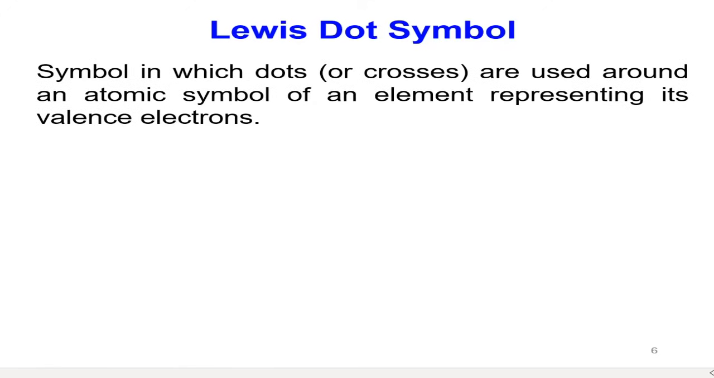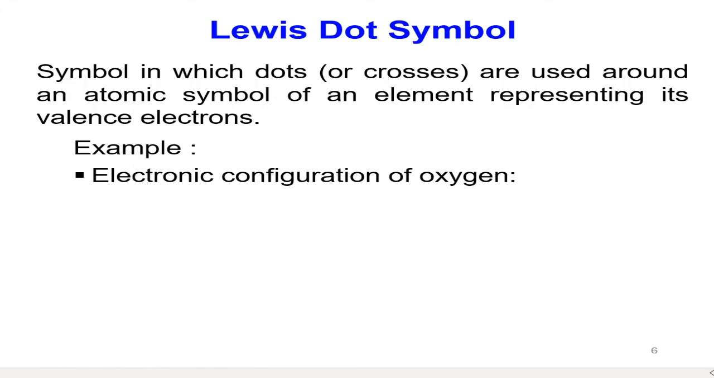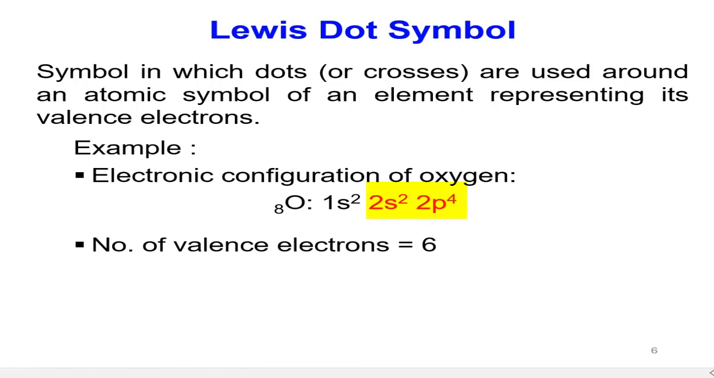Alright, now let's look at the Lewis dot symbol. A Lewis dot symbol is a symbol in which dots or crosses are used around the atomic symbol of an element, representing its valence electrons. For example, the electronic configuration of oxygen is 1s2, 2s2, 2p4. So the number of valence electrons is 6. Since there are 6 valence electrons in oxygen, that means there are 6 dots around the oxygen symbol.